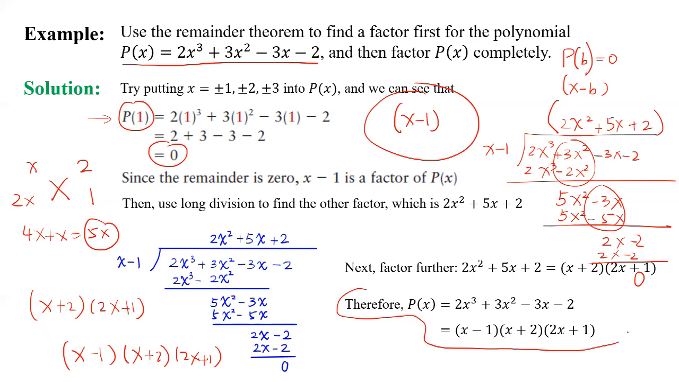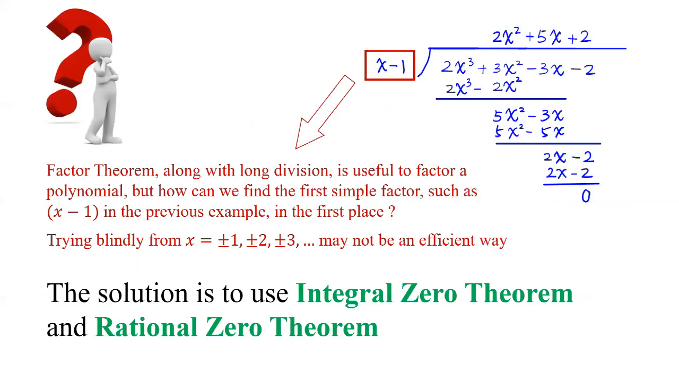Therefore, this is a factored form of P(x). Okay, so the factor theorem along with long division is useful to factor a polynomial, but how can we find the first simple factor, such as the x minus 1 in the previous example, in the first place? That means, how are we going to find this factor in the first place?